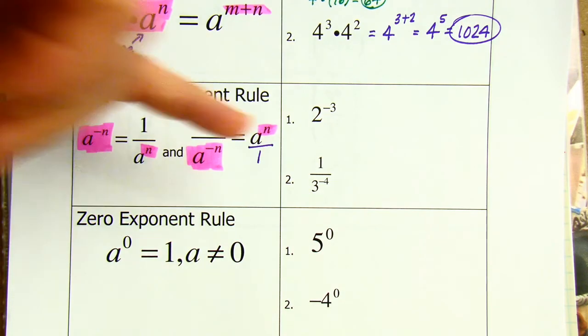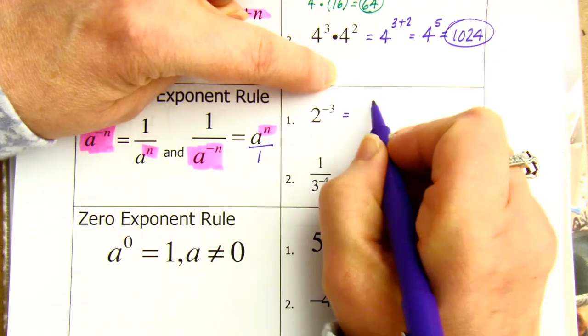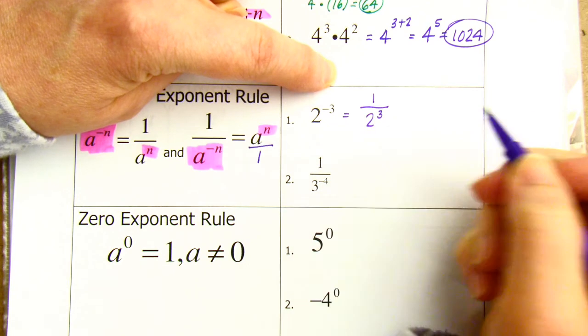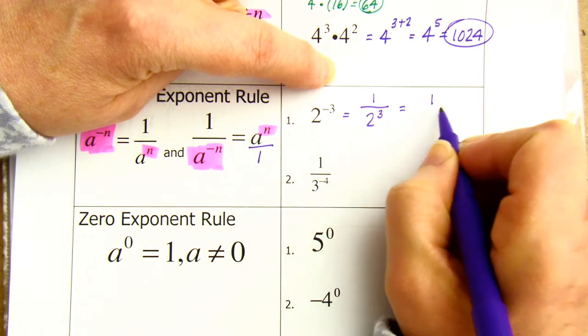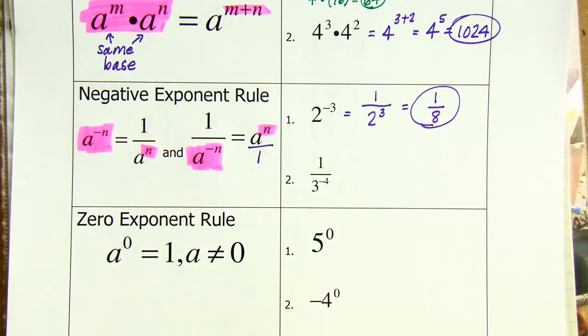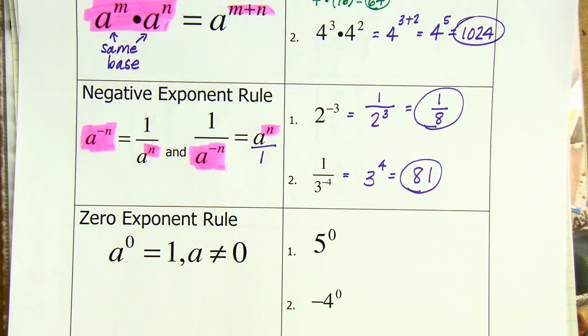So if you see something like 2 raised to the negative 3 power, that's really 1 over 2 to the positive 3 power. And 2 cubed is 8, so I'm going to simplify this. Why don't you try the next one? Pause the video and try the next one.